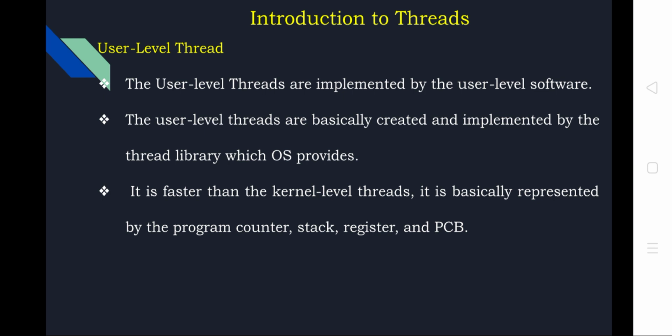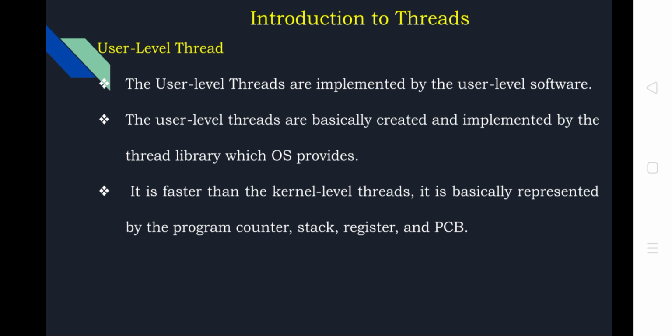So what it means is, as we know, the user level processes are simple processes that can be done faster. So user level threads are faster than the kernel level threads, and they are represented by the program counter, stack, register and PCB. Every program we give to the system will be converted into a process, and those processes into many jobs and tasks and finally threads. So every thread comes from a particular process or program.